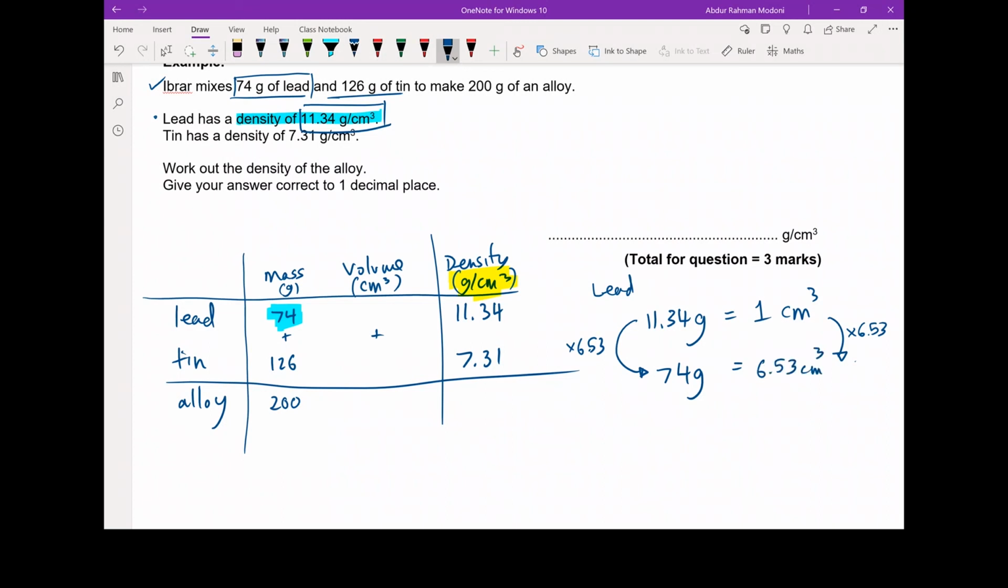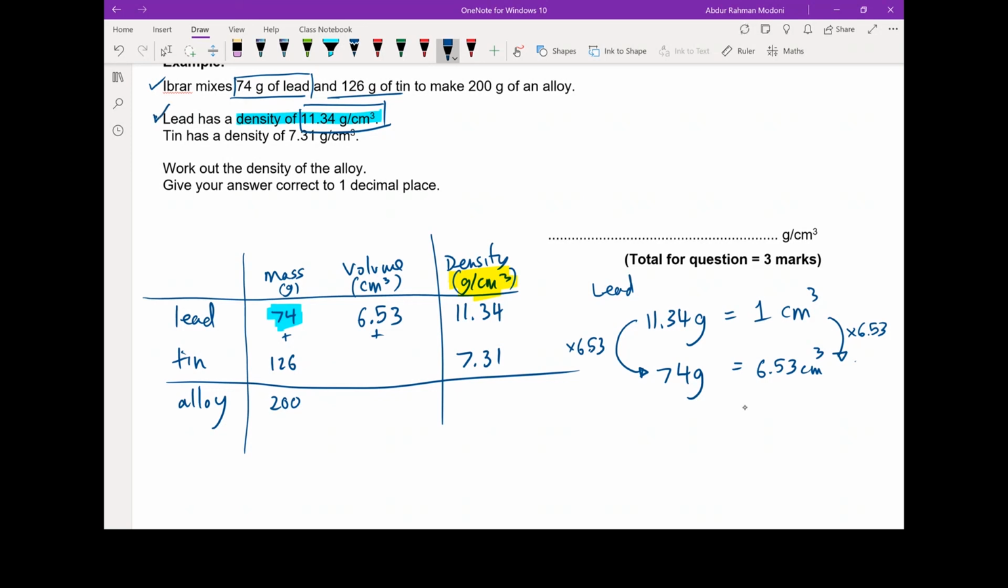So now we know that 74 grams will have 6.53 centimeter cubed. So I can go and write this piece of information into my two-way table. For lead, the volume for 74 grams is 6.53. Okay, so that was using this line. I cannot do anything else further with that, so I tick that line off.